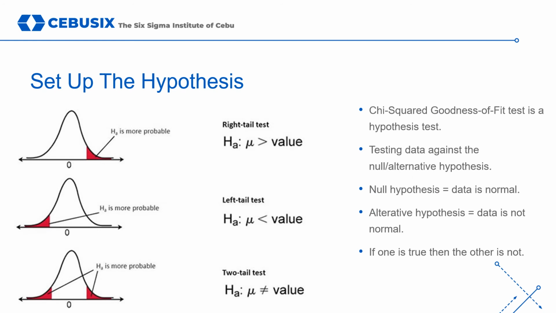The chi-squared goodness of fit test is actually a hypothesis test. That means that you are testing the data with regards to a null hypothesis and an alternative hypothesis. In the goodness of fit test, the null hypothesis will always mean the data is normal, and the alternative hypothesis will always mean that the data is not normal. If one is not true, then the other one is. In statistical terms, we talk in terms of accepting or rejecting the null hypothesis. If we reject the null, then naturally we accept the alternative.